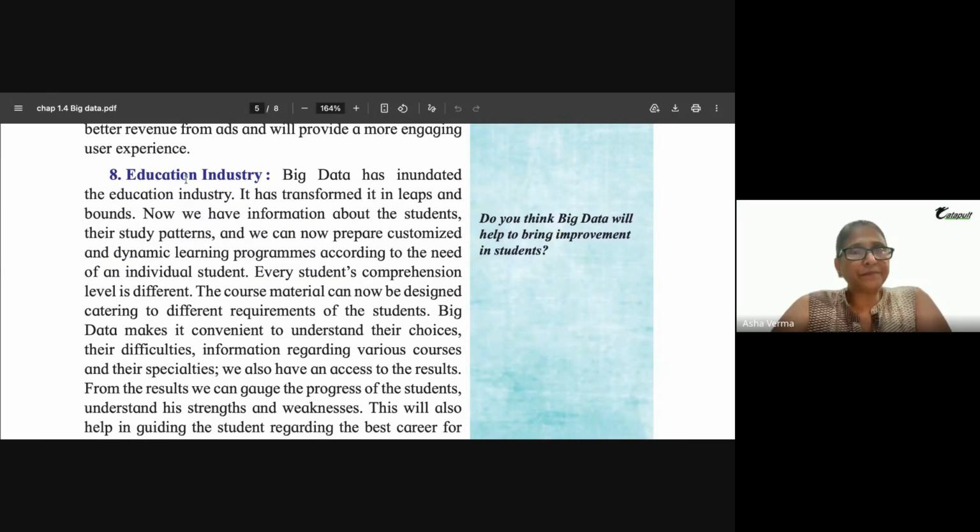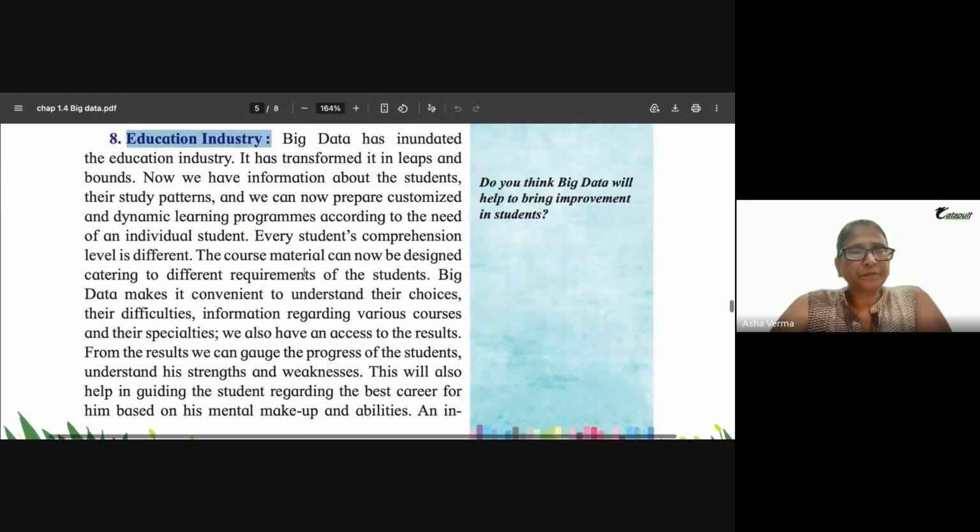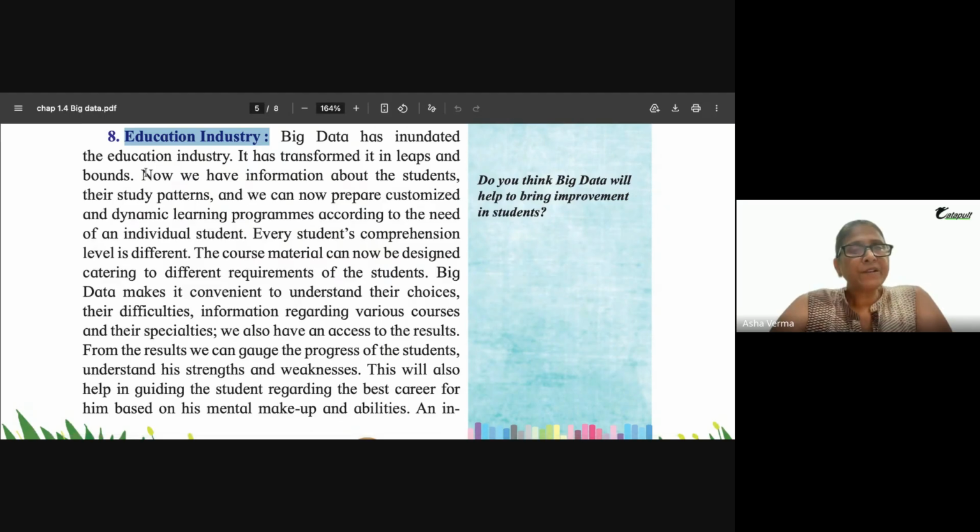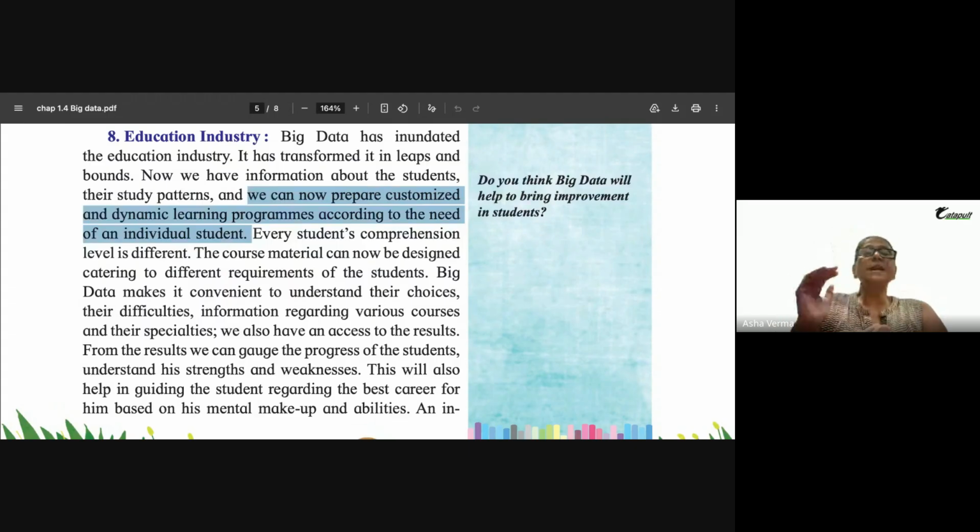Education industry. How does the education industry use data? The education industry tries to understand the students, their study patterns, what it is that they want to study, and how they want to study, and on the basis of that, it can come up with different course materials for different students. So in the same class, there can be 10 students, and according to their individual level, they can get practice sheets.